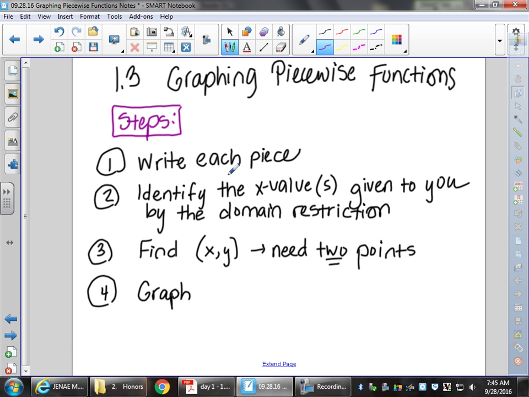A couple people are still wrapping up their notes. Those of you who are done, start looking at our first example. Become familiar with it. Good shape. So keep these notes to the side because these are the 4 steps we are about to implement to graph these piecewise functions. 1, write each piece. 2, identify the X values given to you by the domain restriction. 3, we're going to find 2 points. And 4, we're going to graph. So let's see how this is going to work.